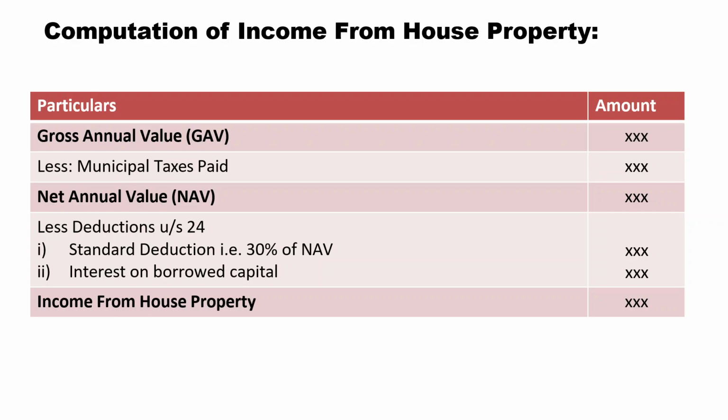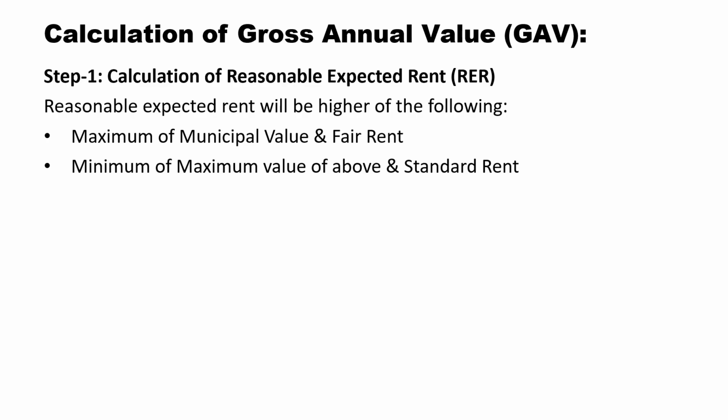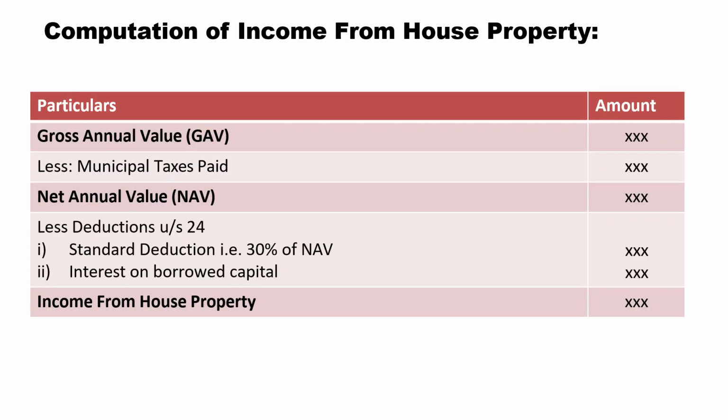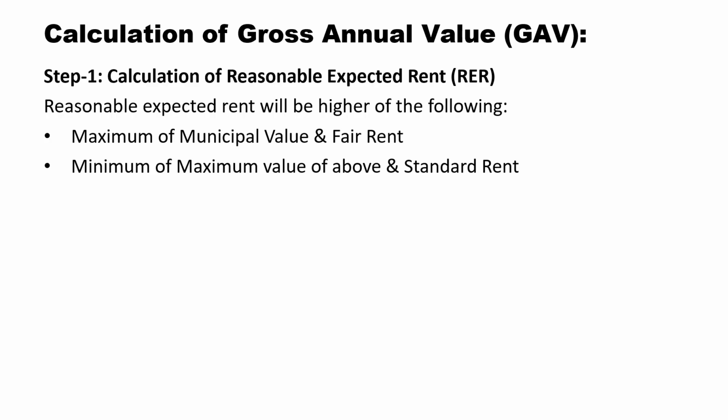Okay? So in this way, this is the format in which we are going to calculate the income from house property. Now one by one, we are going to understand the steps, and then we'll discuss how to solve the problems. Okay? So in that, step number one, what is that? Calculation. First of all, we are going to calculate the gross annual value. We have discussed this format. In this format, the gross annual value we have to calculate first.